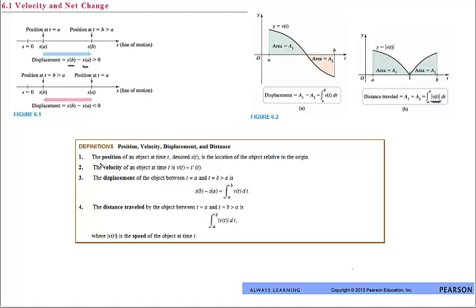So just formalizing our definitions, position is just where your location is. Velocity has to do with your distance over time, and it is the derivative of that displacement formula or your position formula. Displacement is how far away you are from your starting spot, and we can find that by taking the integral of the velocity. And then distance is the same thing but with the absolute value, just so that we can make sure everything has a positive area, and that's what's meant by that.